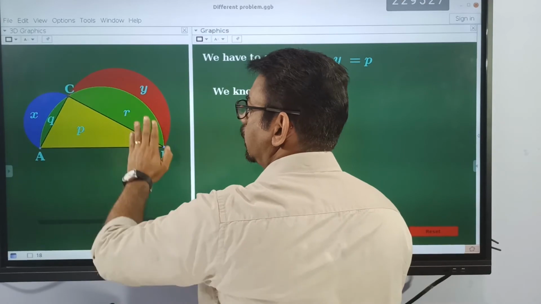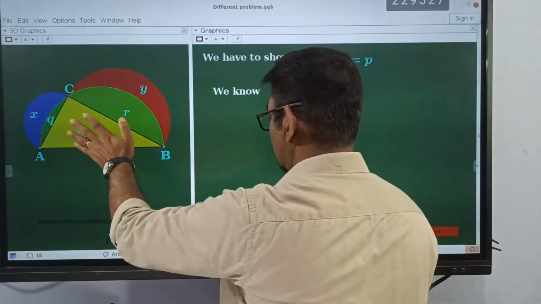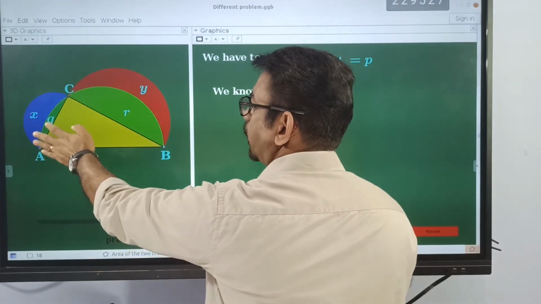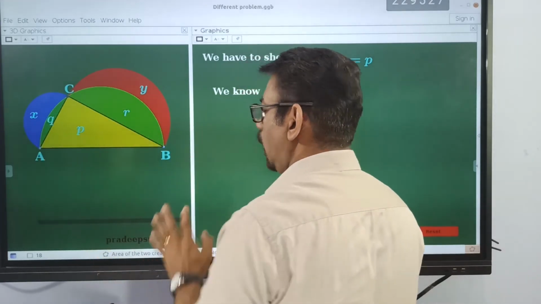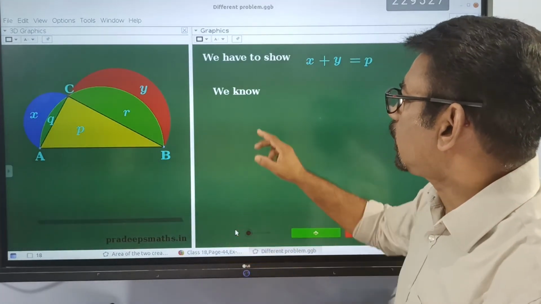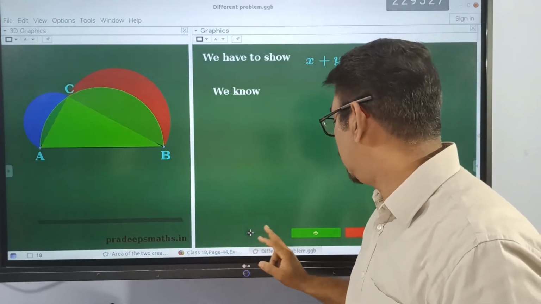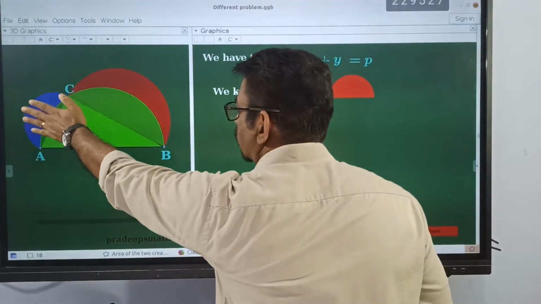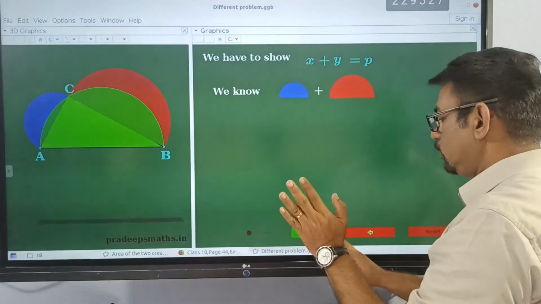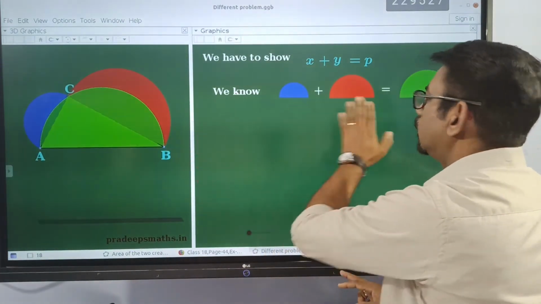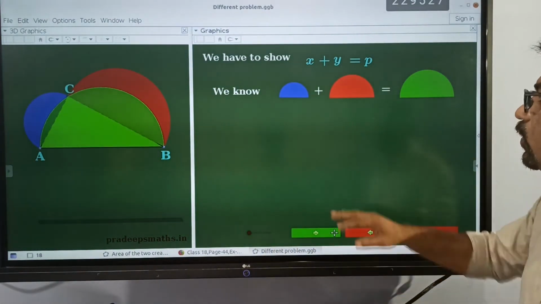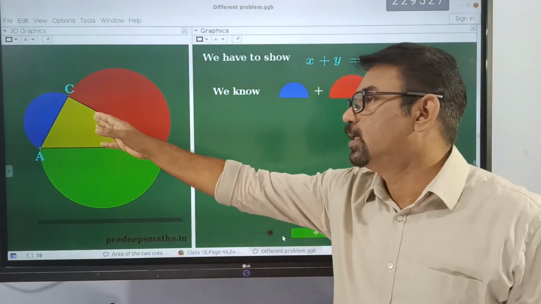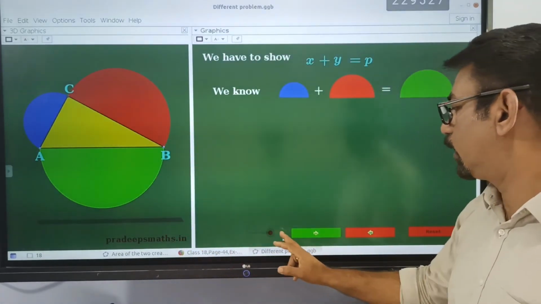The green semicircle has these three regions inside it. Therefore, the area of this green semicircle is obtained by adding P, Q and R. We know that the sum of these two semicircles, the blue one and the red one, is equal to this big green semicircle. We have already proved that.